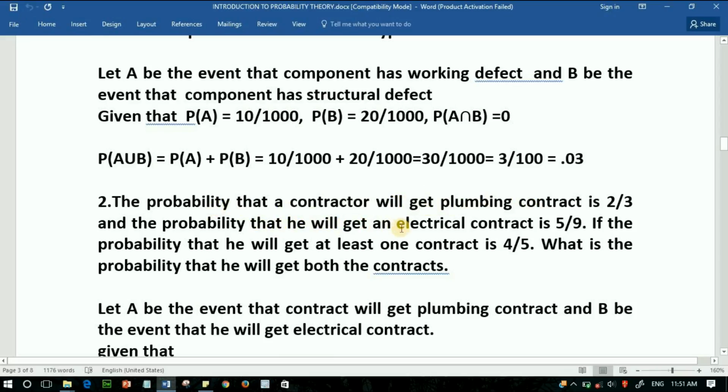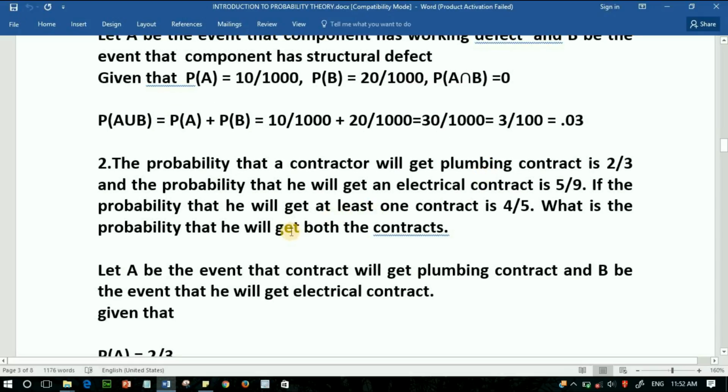Another example: the probability that a contractor will get a plumbing contract is 2 by 3, and the probability that he will get an electrical contract is 5 by 9. If the probability that he will get at least one contract is 4 by 5, what is the probability that he will get both the contracts? So here the problem is getting a contract.